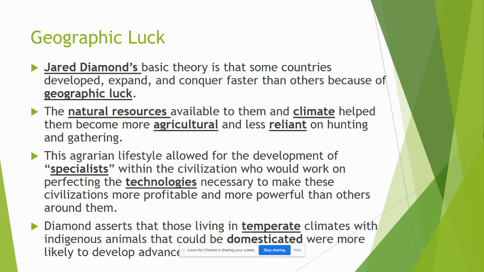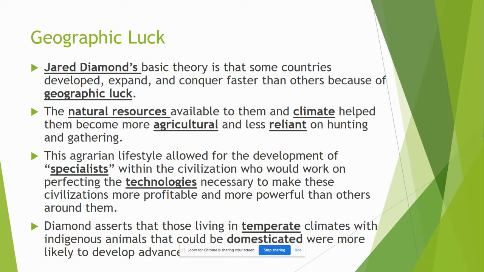Geographic luck is the basic idea that the natural resources available to these early settlers and the climate helped them become more agricultural and less reliant on hunting and gathering. This meant that they were able to develop specialists within the civilization who would work on perfecting the technologies necessary to make these civilizations more profitable and more powerful than others around them.